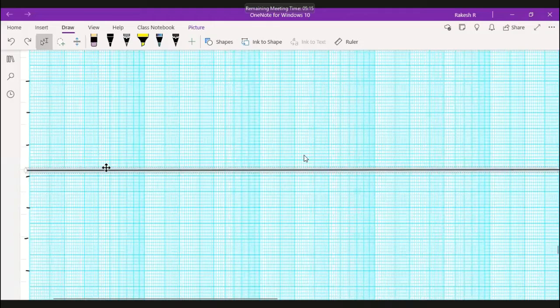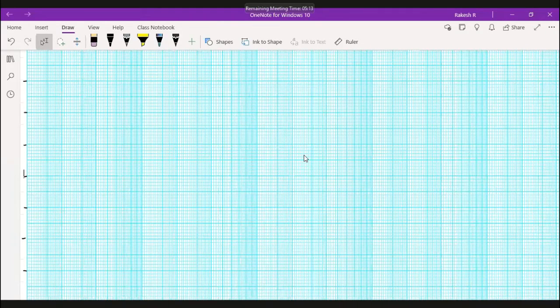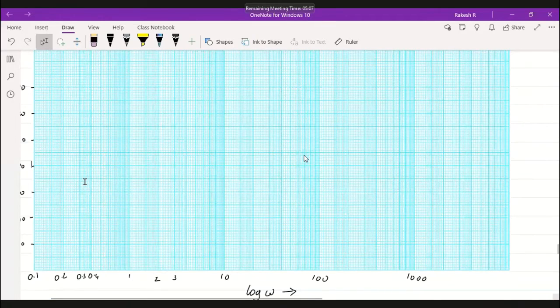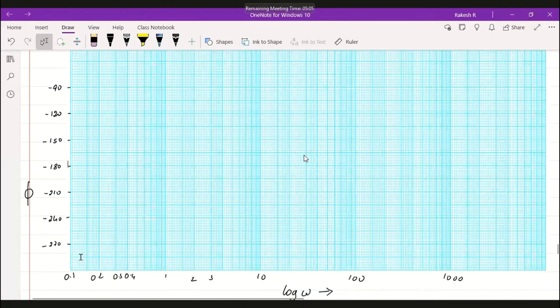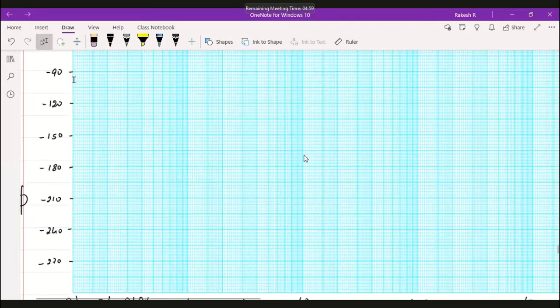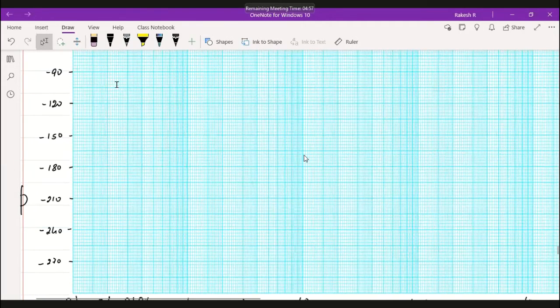After this, we need to plot the graph here. For every 1 centimeter, I have taken 30 degree: minus 90, minus 120, minus 150, 180, 210, 240 and 270. See here.